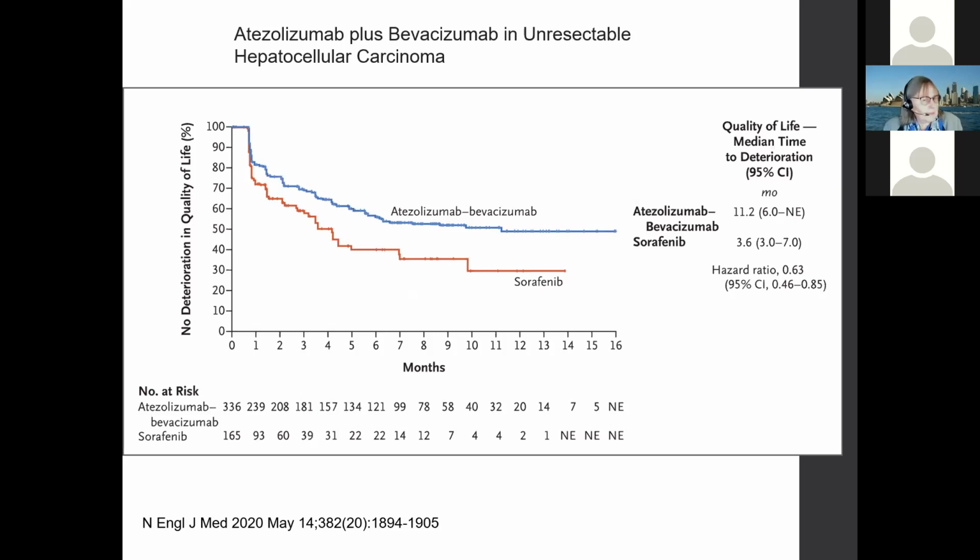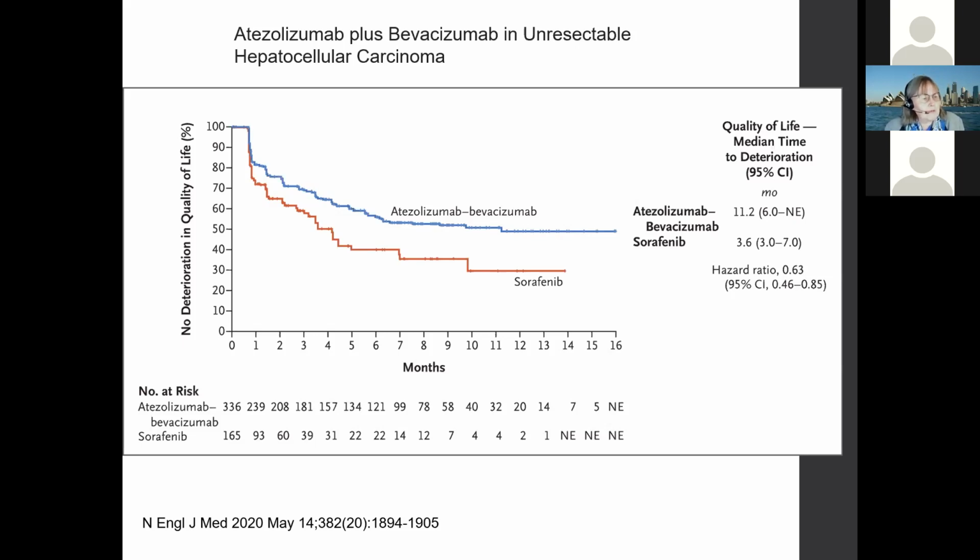And this is the median time to quality of life deterioration, which is taken from the 50%. If you're a glass half full, you might say 50% still have good quality of life. Or if you're glass half empty, you might say 50% have a deteriorating quality of life. But you go across here, and you drop down, and you see this is about 3.5. They calculate 3.6 months for median survival in the sorafenib.